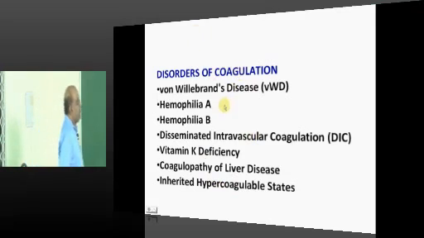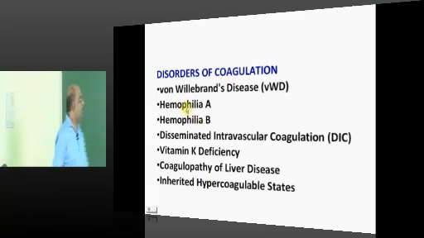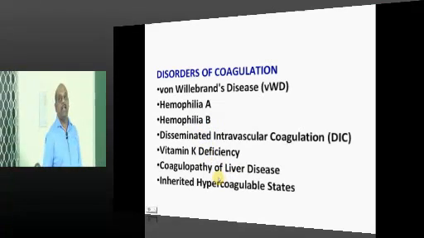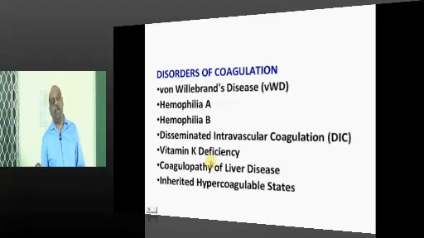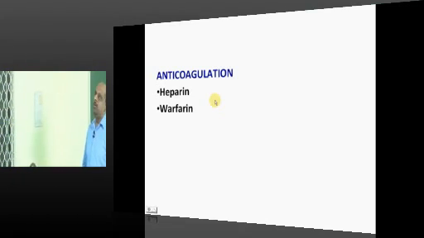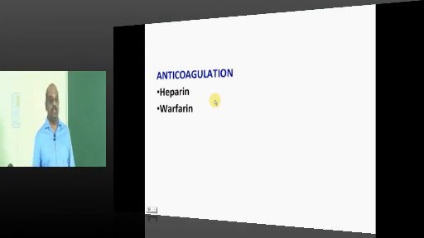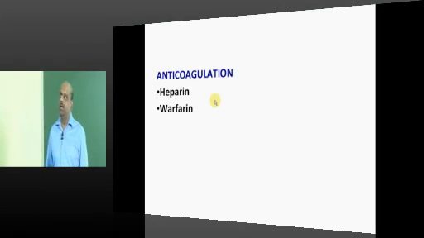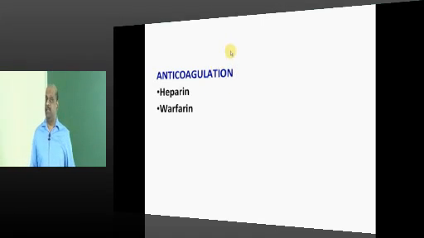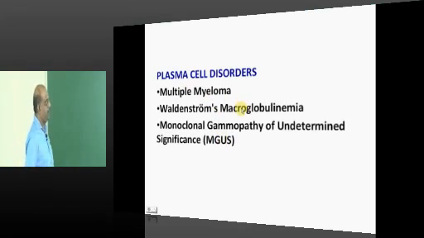Then we have disorders of coagulation, which include von Willebrand, hemophilias, vitamin K and liver disease associated coagulopathies and inherited hypercoagulable states. Then we will review anticoagulation. Tomorrow some of you become gynecologists, obstetricians. You will be handling antiphospholipid antibody syndromes, DVTs in pregnancies. So for any clinician, one needs to know the various things about anticoagulation, heparin, warfarin.